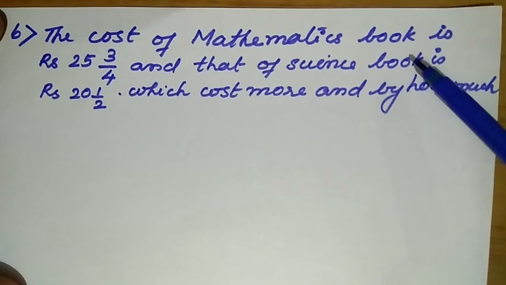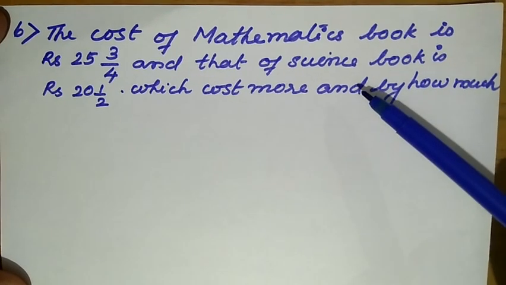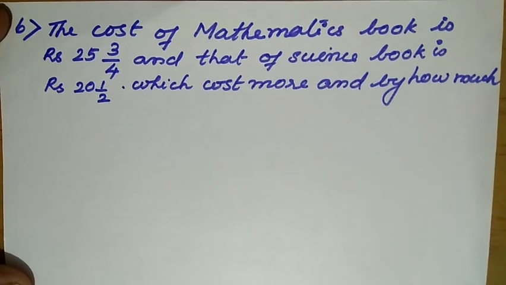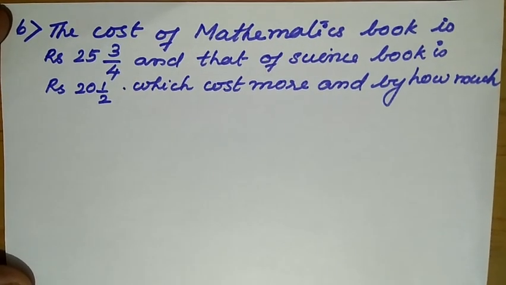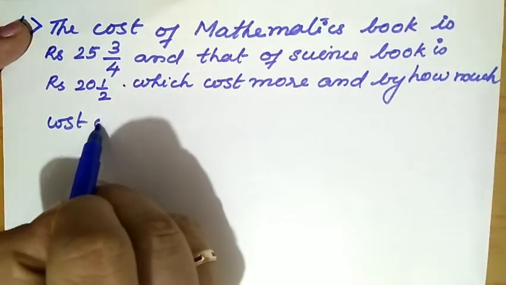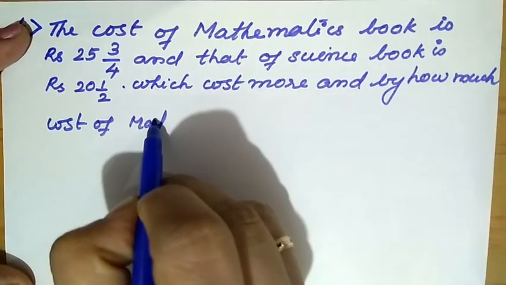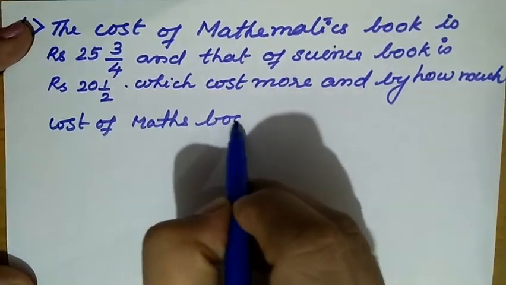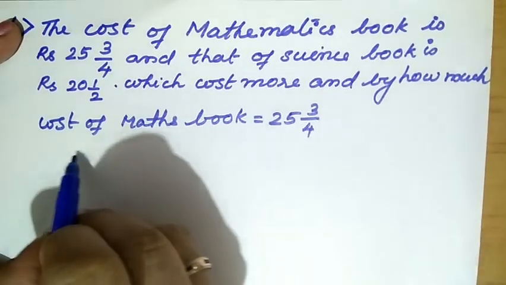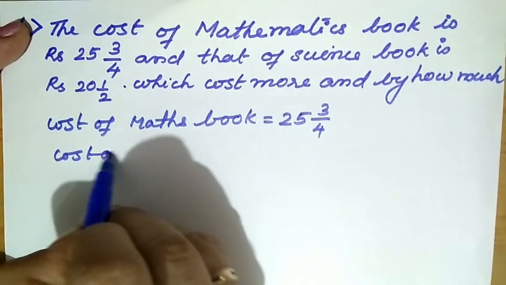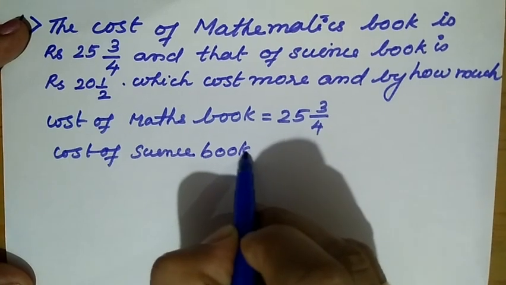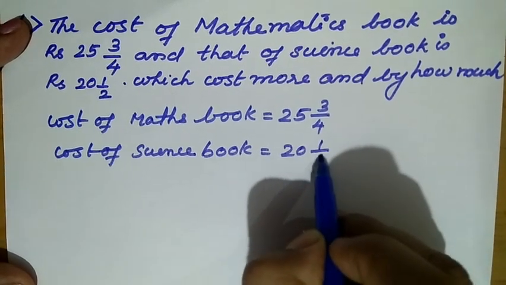Next question. The cost of mathematics book is rupees 25 integer 3/4, and that of science book is rupees 20 integer 1/2. Which cost more and by how much? So what is given in the question? Cost of maths book: 25 integer 3/4. Now cost of science book: 20 integer 1/2.